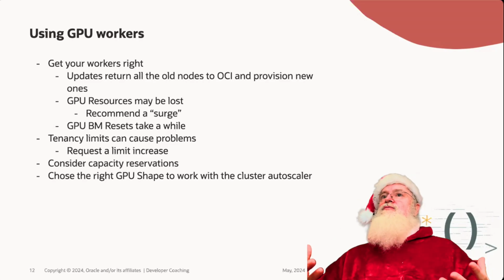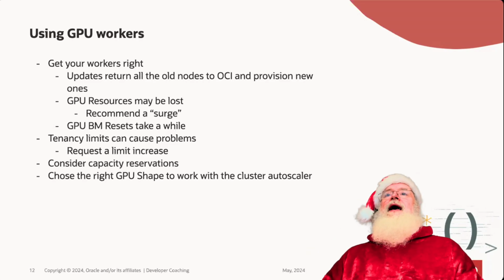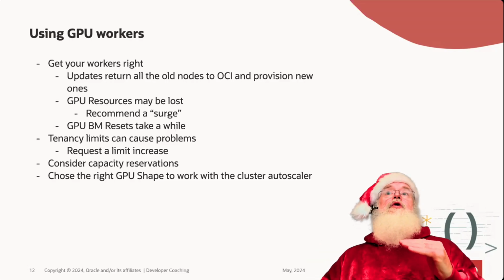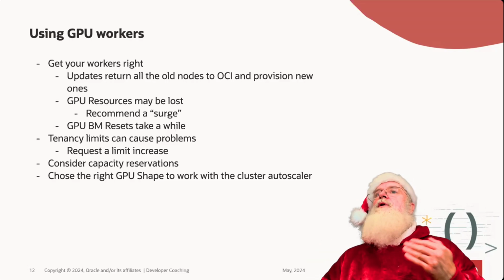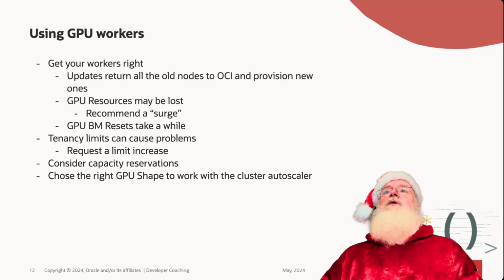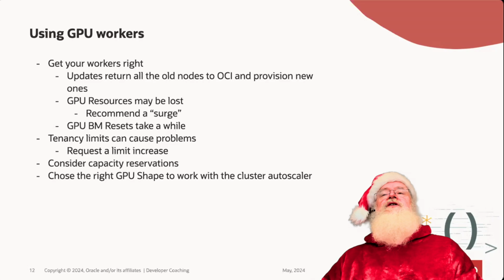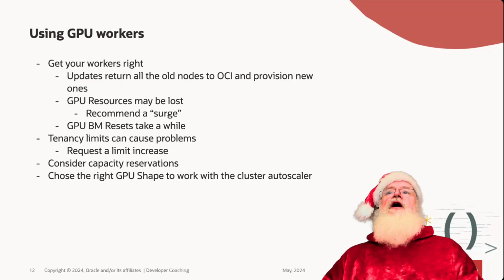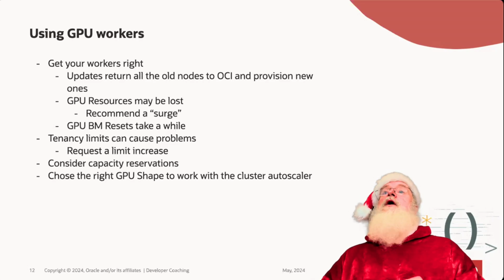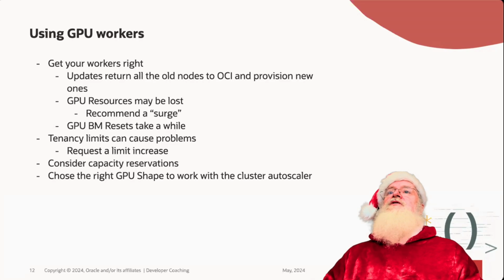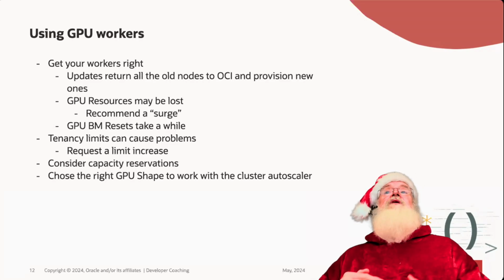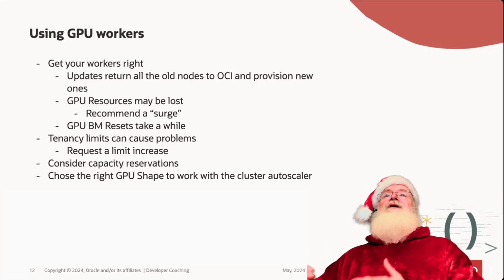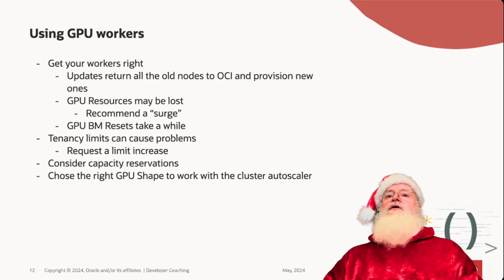Now, you will be running in a tenancy within OCI, and tenancies have limits, and usually for GPUs, that is a low limit. You will probably want to request an increase in the number of GPUs you are allowed to use. To ensure that you have those GPUs available, especially given the current very high demand for GPUs, you may want to make a capacity reservation. Now, there is a cost for that, but it does mean that once you've got that, those GPUs are allocated to you and nobody else can use them.